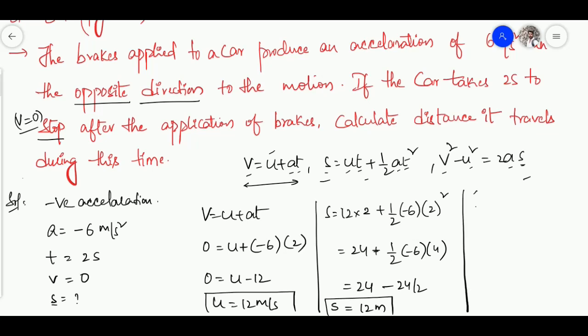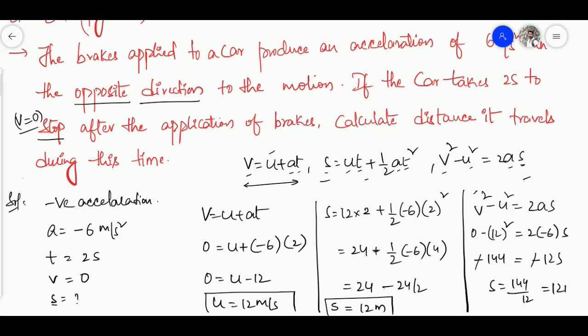Okay. So let's also do with this equation. V square minus u square equal to 2as. We need s, right? So v is 0 and u is 12 square equal to 2 into minus 6 into s. Minus 144 equal to minus 12s. Minus will get cancelled. S equal to 144 by 12. That gives you 12 meters. So whichever formula you pick up, the answer will be the same. Don't get confused. By now you must be well versed with which equation we have to pick up to do the solution.